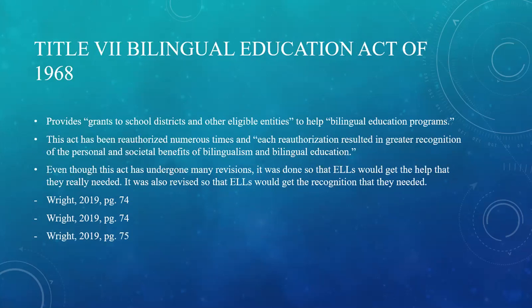The Title VII Bilingual Education Act of 1968 is next, which provides grants to school districts and other eligible entities to help bilingual education programs. This act has been reauthorized numerous times, and each reauthorization resulted in greater recognition of the personal and societal benefits of bilingualism and bilingual education. Even though this act has undergone many revisions, it was done so that English language learners would get the help that they really needed. It was also revised so that English language learners would get the recognition that they needed.